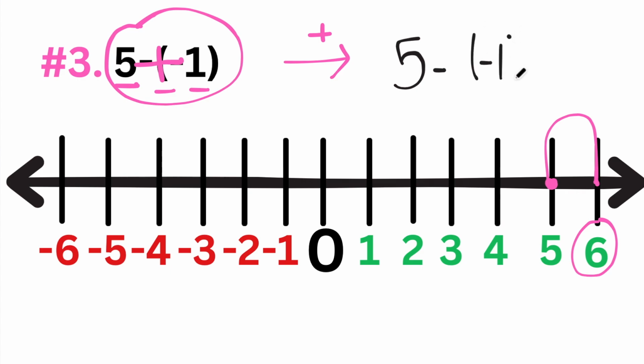So now that we know that we're adding, we know that means we're moving in the positive direction, and we're moving in the positive direction 1 time, which brings us to 6.